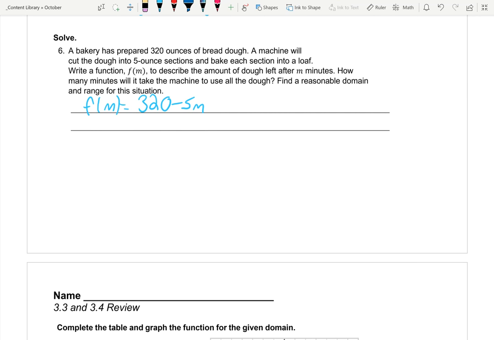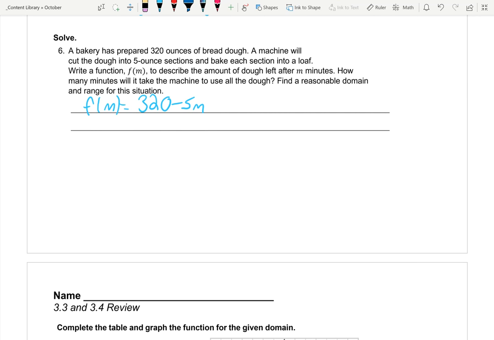So we're subtracting the 5m from it because our total will be going down, right? We start at 320, but we'll be subtracting from it because we continue to cut dough out of that amount. So there's your function. Now, how many minutes will it take the machine to use up all the dough?